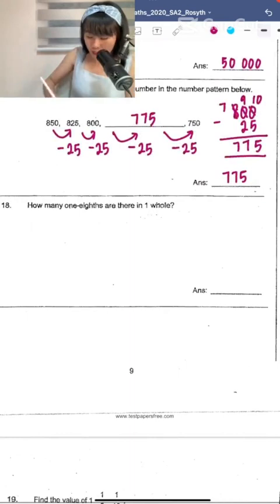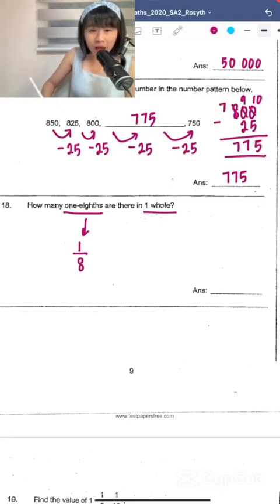Question 8. How many 1/8 are there in one whole? So 1/8, it means 1 over 8. Okay? One whole, you must remember one whole is always same numerator, same denominator. It depends on how many parts you want to cut it, right? If you cut it into one part, it's 1 out of 1. You cut it into two parts, it's 2 out of 2, right?